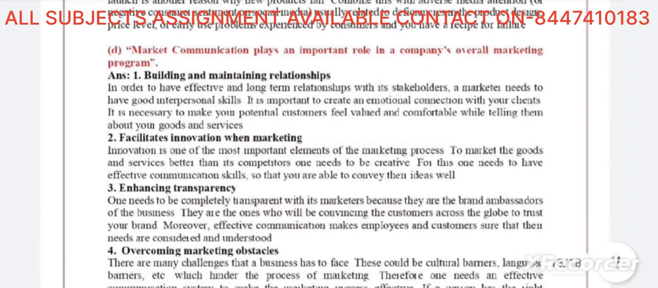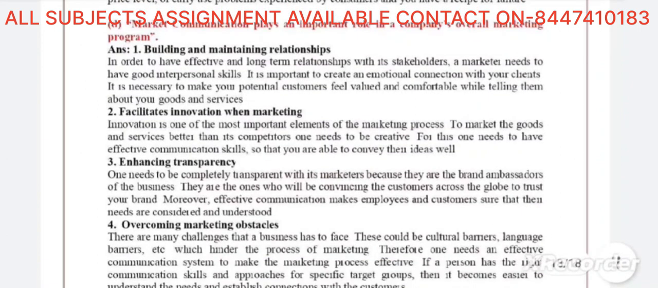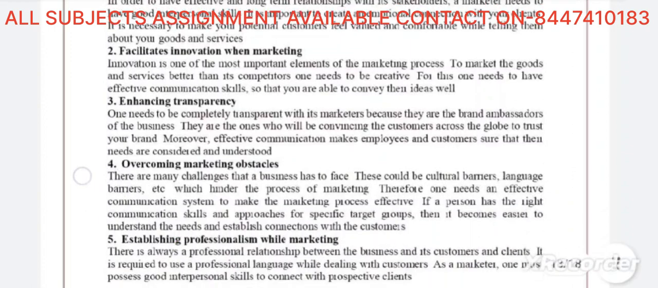Market communication plays an important role in a company's overall marketing program. Building and maintaining relationships. In order to have effective and long term relationships with its stakeholders, a marketer needs to have good interpersonal skills. It is important to create an emotional connection with your clients. It is necessary to make your potential customers feel valued and comfortable while telling them about your goods and services.